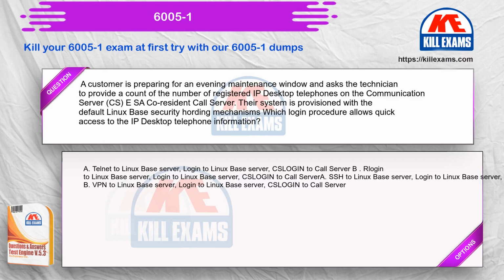Option A. Telnet to Linux-based server, login to Linux-based server, CS login to core server. Option B. Login to Linux-based server, login to Linux-based server, CS login to core server. Option C. SSH to Linux-based server, login to Linux-based server, CS login to core server. Option D. VPN to Linux-based server, login to Linux-based server, CS login to core server.